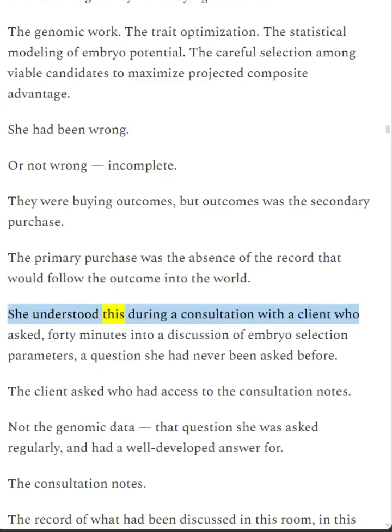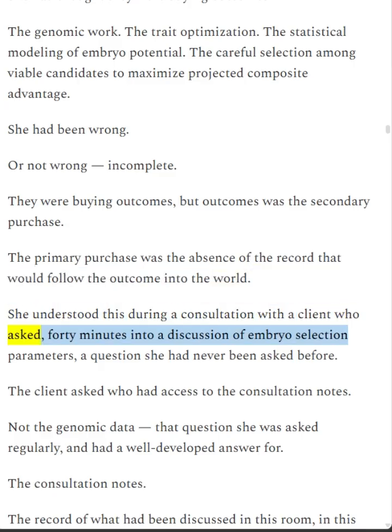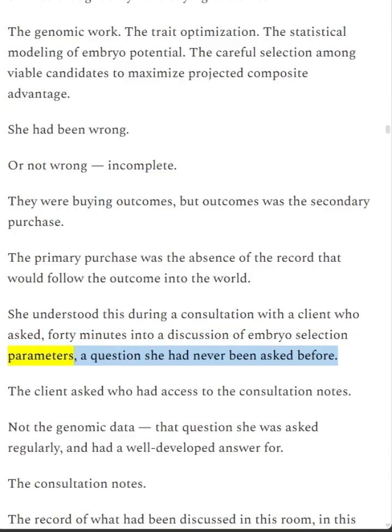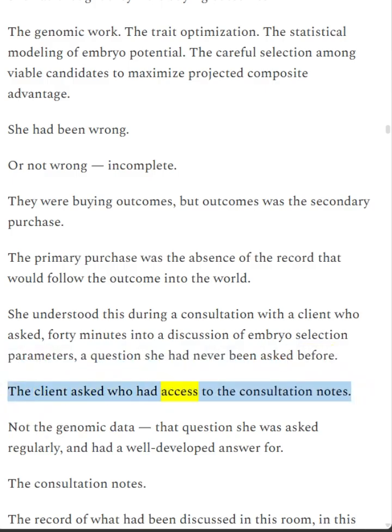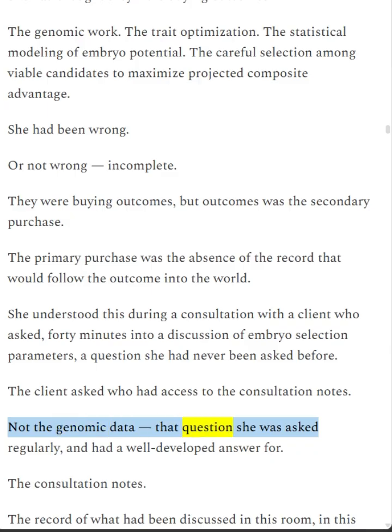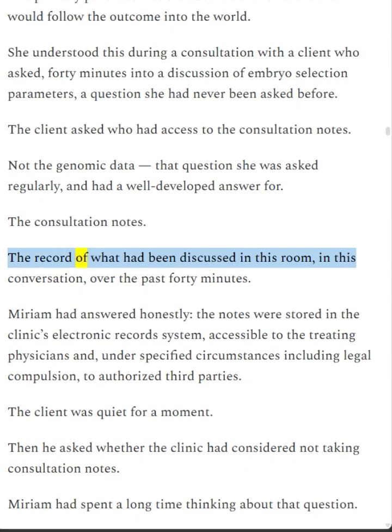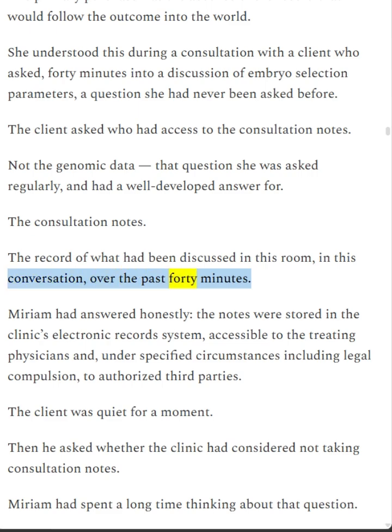She understood this during a consultation with a client who asked, 40 minutes into a discussion of embryo selection parameters, a question she had never been asked before. The client asked who had access to the consultation notes. Not the genomic data, that question she was asked regularly and had a well-developed answer for. The consultation notes. The record of what had been discussed in this room in this conversation, over the past 40 minutes. Miriam had answered honestly.